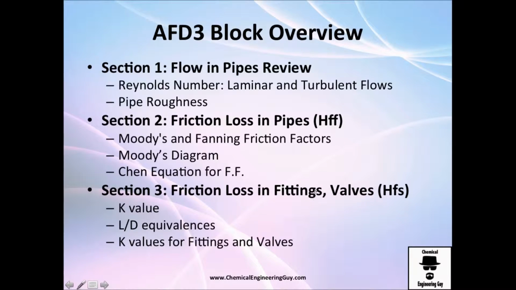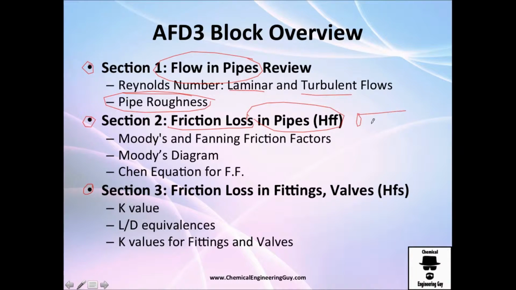And well, let's check out the overview and structure. Once again, 3 sections, section 1, 2, and 3. First section is about flow in pipes. A little bit on the Reynolds number, how to determine laminar flow or turbulent flow, and a little bit on pipe roughness. Then we go and check out what's friction loss and how to calculate it on pipe walls.